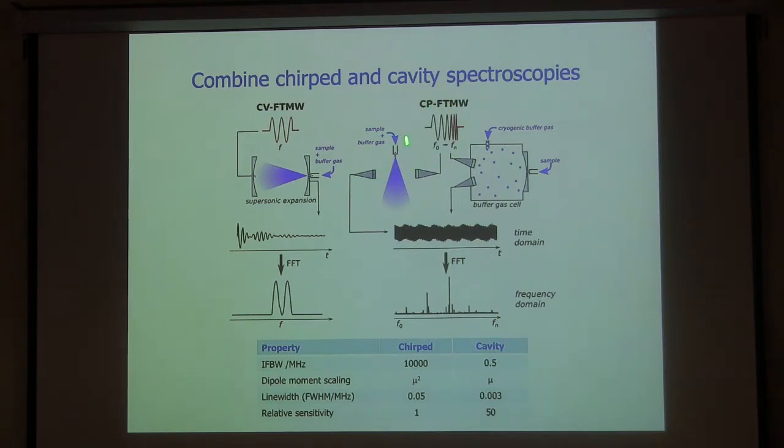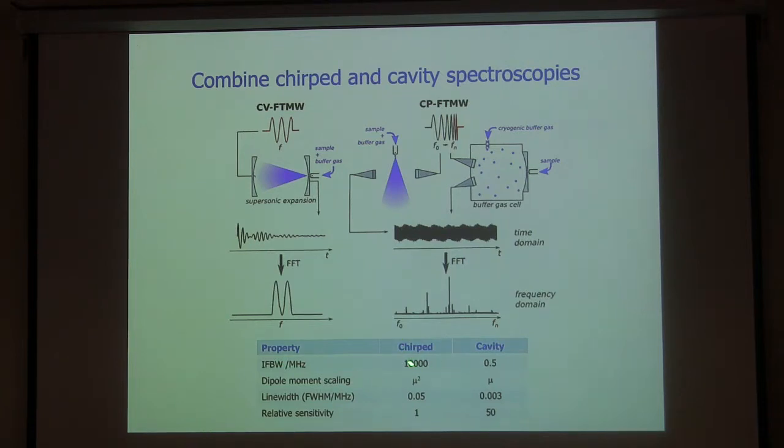We're going to synchronize the chirp with the gas pulse. Don't worry about the cryogenic buffer gas cell. That's an unrelated experiment, but very interesting in its own right. And we're going to record a spectrum, and then we're going to switch over to a cavity and do a variety of follow-up measurements. And the properties are shown here.